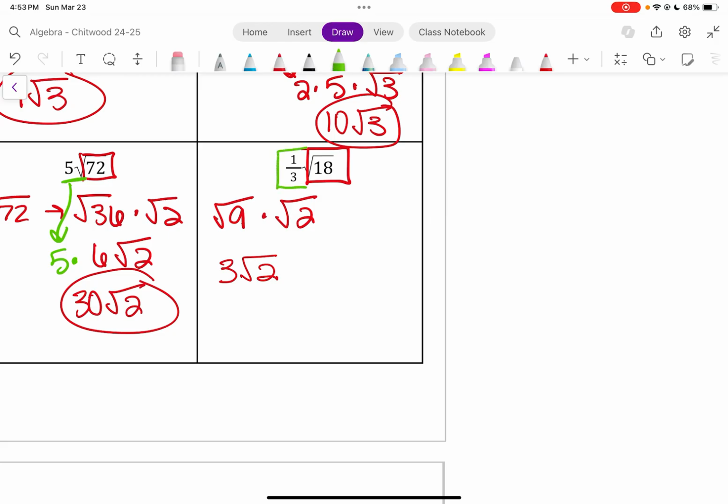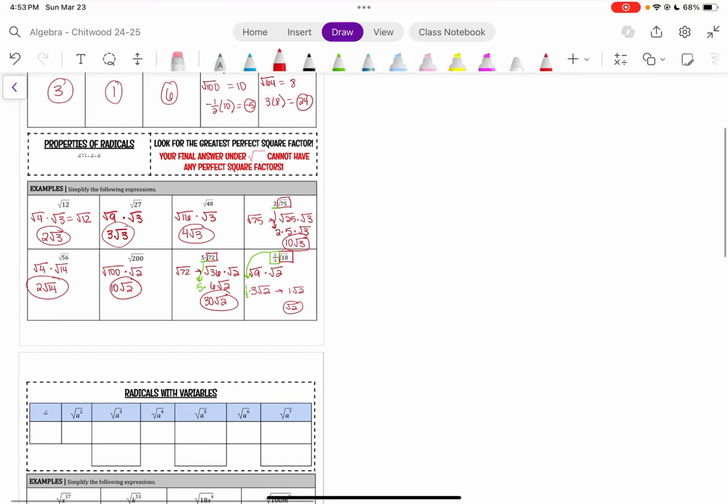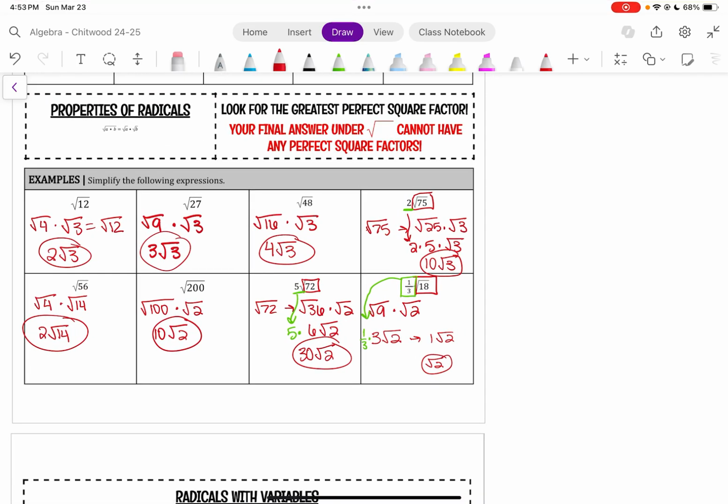Now I want to bring down this fraction that's in front. And remember, you can only multiply the numbers by themselves. You can't multiply a number times a number being square rooted. 1/3 times 3 is 1. So I have 1 square root of 2, or just the square root of 2. All right, so that is how you handle numbers that are under a square root and need to be simplified.